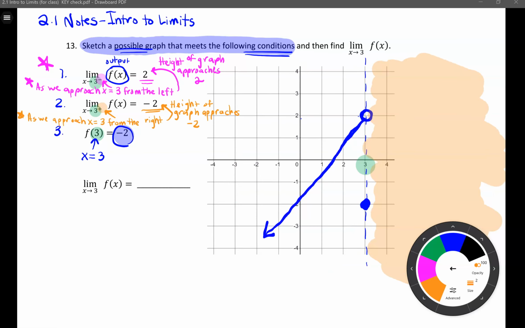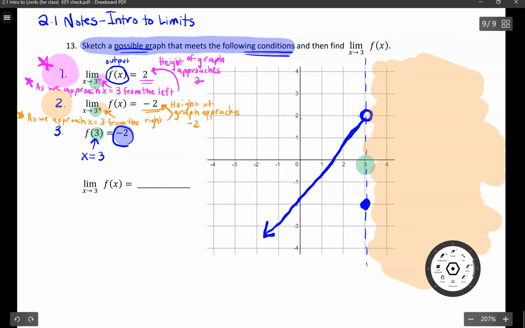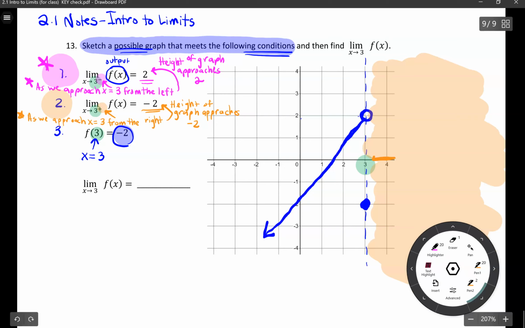Okay, so I'm going to erase that pink shaded area because we have taken care of condition 1. Now we're going to focus in on condition 2. Condition 2 says as I approach 3 from the right of the graph, so as I'm getting closer and closer to 3 on the right, the height of the graph needs to be down here at negative 2.